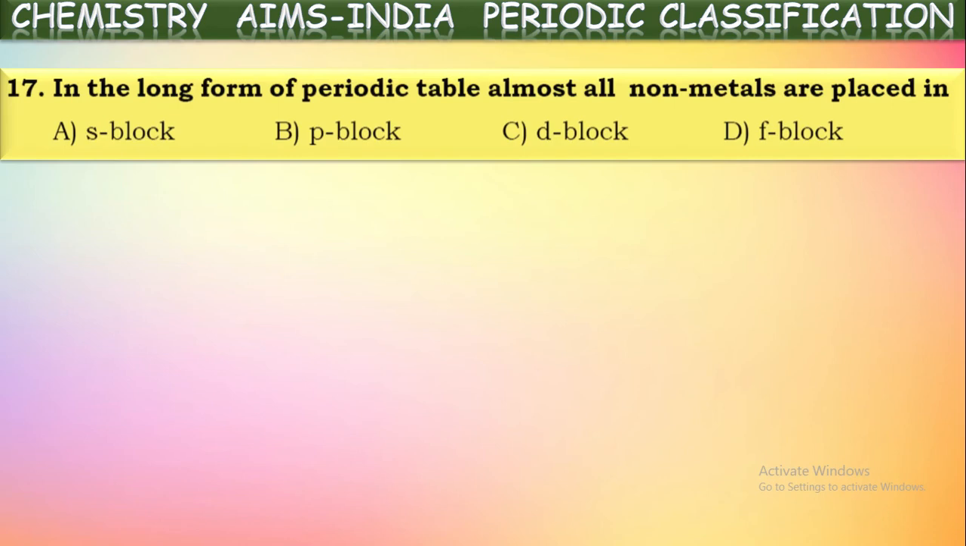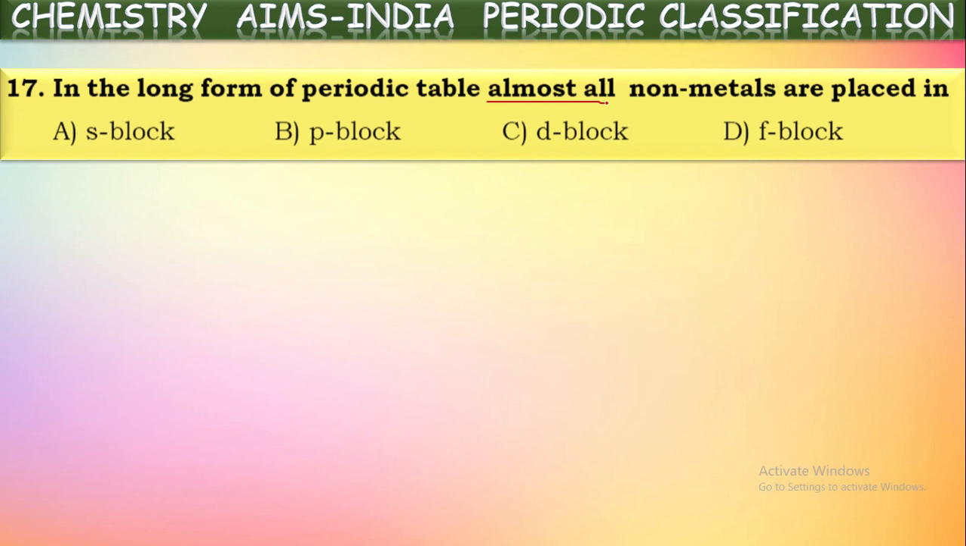Next, in the long form periodic table, almost all non-metals are placed in... Yes, in the modern periodic table, non-metals mostly are present at the extreme right side in the 6 columns. So the 6 columns together are called p block elements. Why do we say mostly, almost? Because except one element, all the remaining are there in the p block itself. What is that excepted element?